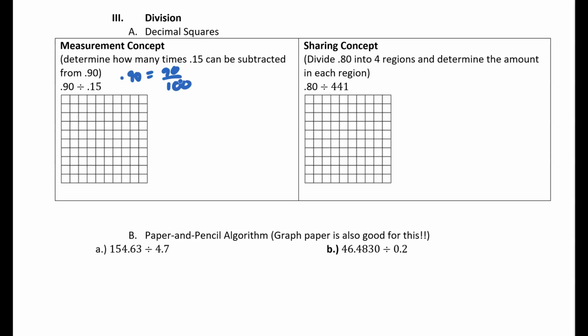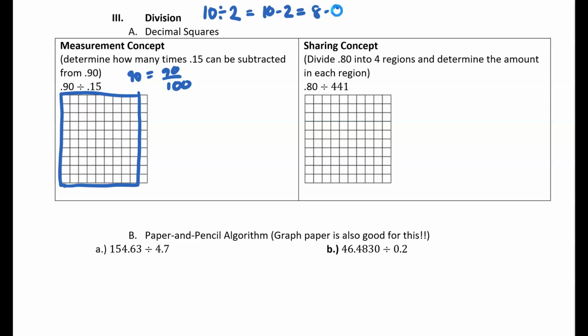So I'm going to first draw 90 hundredths. So what does that look like? So there's 90 hundredths. And then divided by 0.15 means how many 0.15s can go into 0.9, or we can use the subtraction method for division and just keep taking off 0.15 as many times as we can, repeated subtraction. So just so you remember, if I have 10 divided by 2, I could take 10 and repeatedly subtract 2.